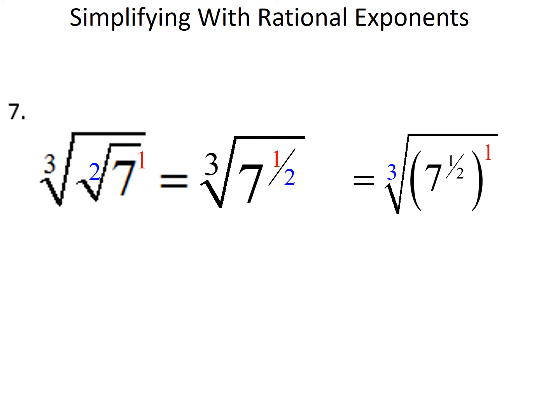So what we can do is take a look. This is 7 to the 1/2 power, which is on the inside. The root is the cube root, so that goes in the denominator. And then we have 1 at the top. We get back to power to a power. So we multiply 1/2 times 1/3, and we get 1/6. And that is how we simplify with rational exponents.